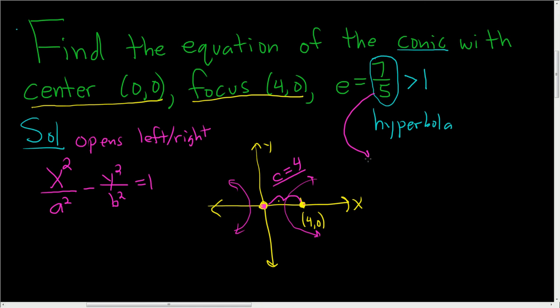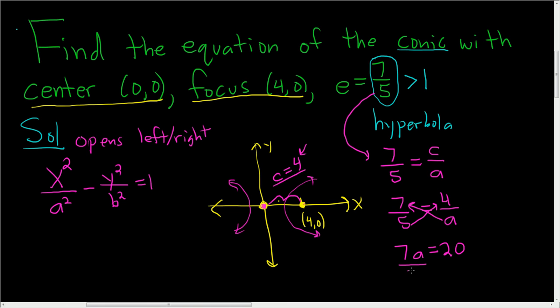Then we'll use this. The eccentricity is 7/5, and that's given by a formula, c over a. Now we'll take our c and plug it in, so we get 7/5 equals 4 over a. Then we can cross multiply, so 7a is equal to 5 times 4, which is 20. And then to finish solving for a, we simply divide by 7. So dividing by 7 gives us a equals 20 over 7. So now we have a, that's a good thing. We just need to find b.